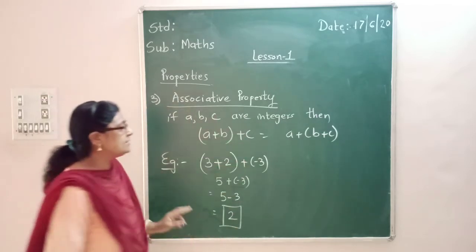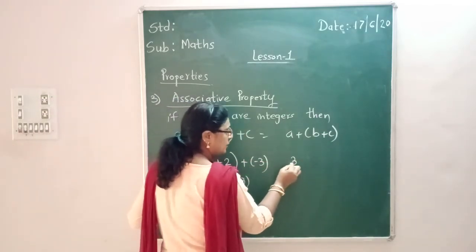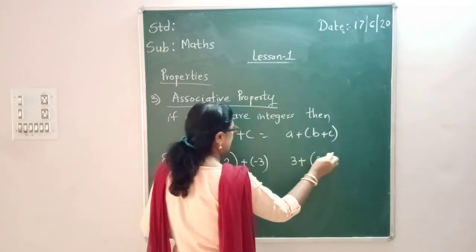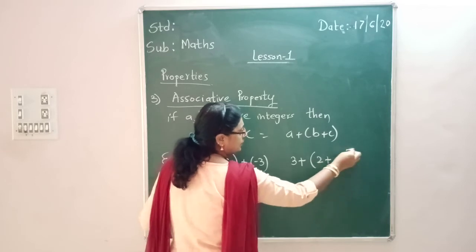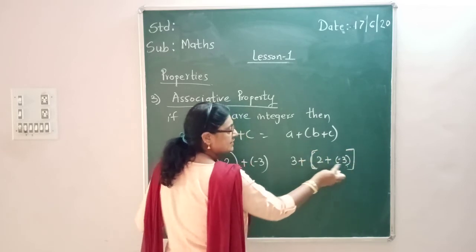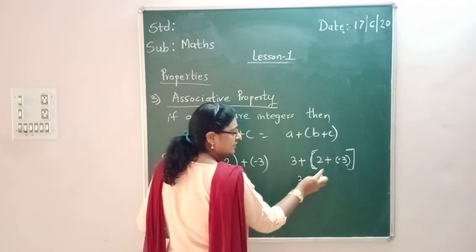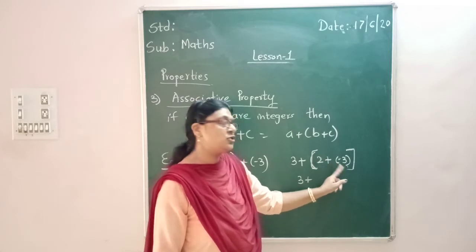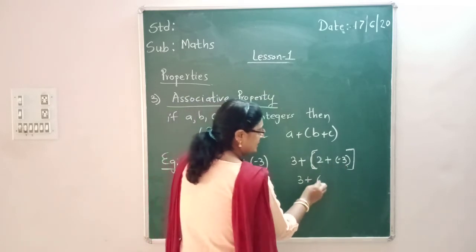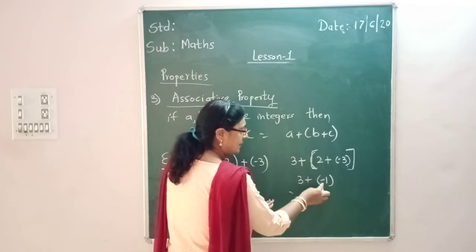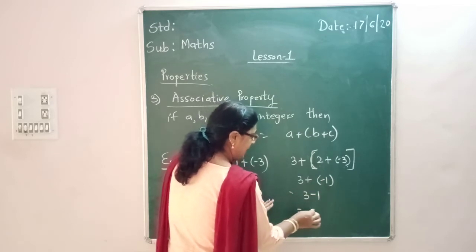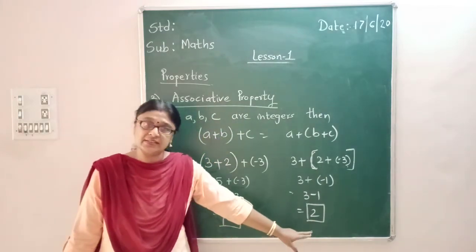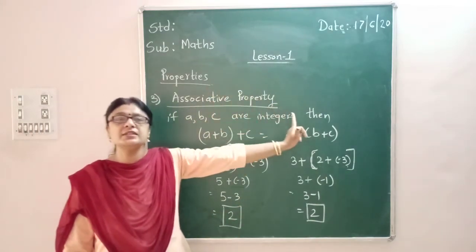Okay, now let us see on this side. What is our A? 3. Plus, what is our B? 2. And what is our C? Minus 3. Okay, fine. So first I perform this. So 3 plus, what is the answer of this bracket? 2 plus minus 3, that is 2 minus 3. So 2 minus 3, answer is minus 1. Again, plus minus minus. So 3 minus 1, answer is 2. So did we get the answer same? Yes. So what does associative property say?